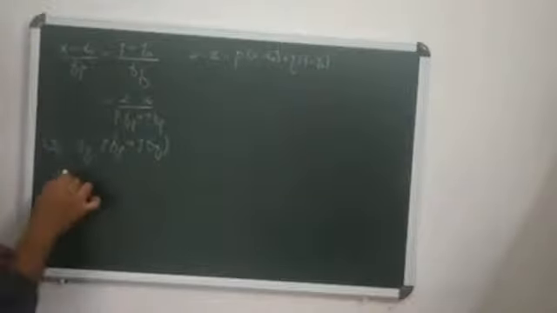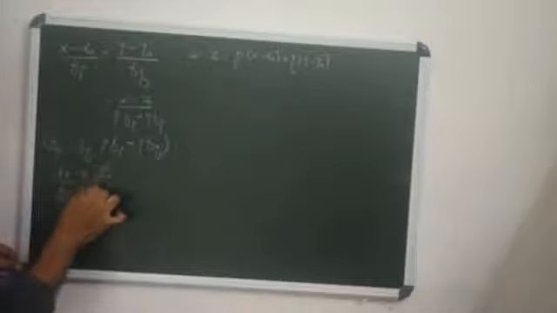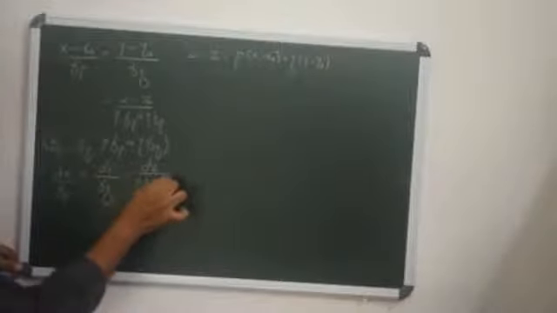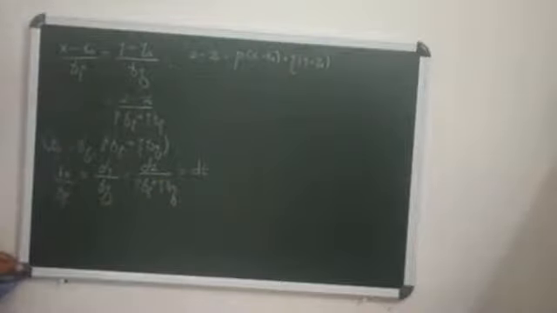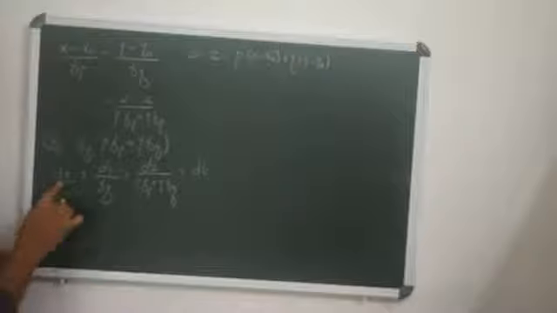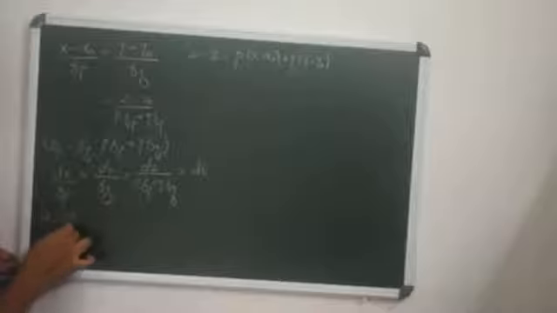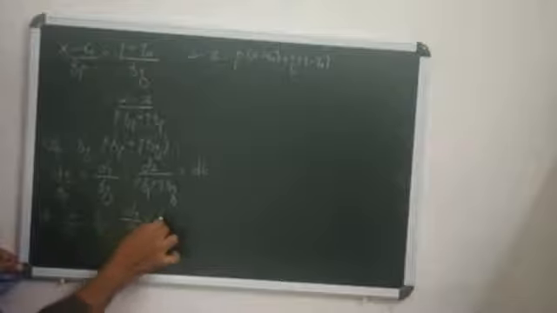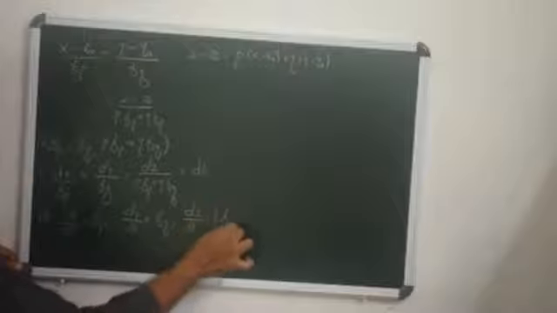Characteristic curves are the solutions of the equation dx by fp equals dy by fq equals dz by pfp plus qfq. Suppose it equals some dt. So what do you get? We have dx equals fp into dt, or dx by dt equals fp. Dy by dt equals fq, and dz by dt equals pfp plus qfq.